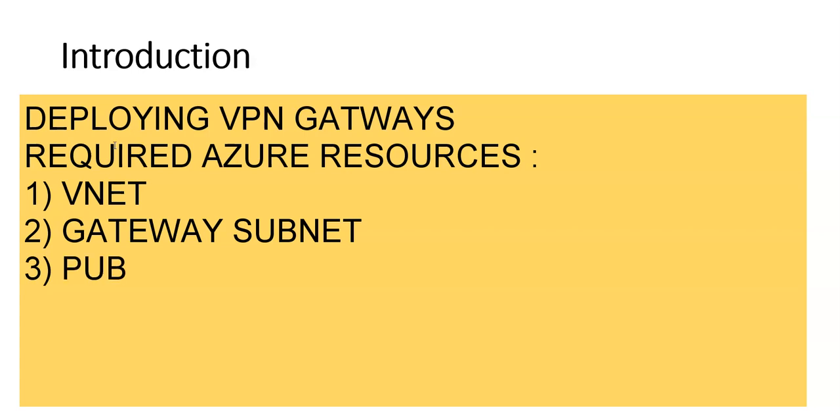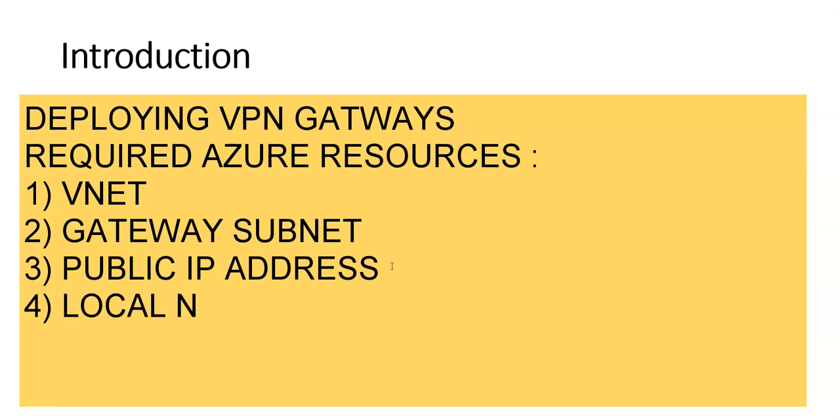Then you would also need a public IP address. We have to create a basic SKU dynamic public IP address. This address provides a publicly routable IP address as the target for the on-premises VPN device. The IP address is dynamic, but it won't change until we redeploy the VPN gateway. Then you would also need the local network gateway.